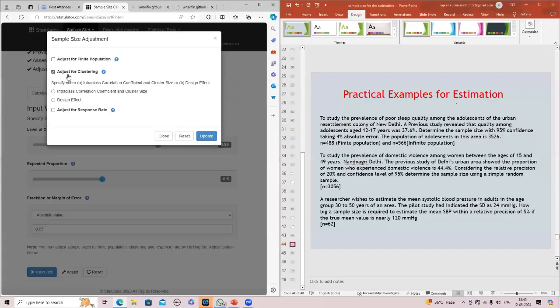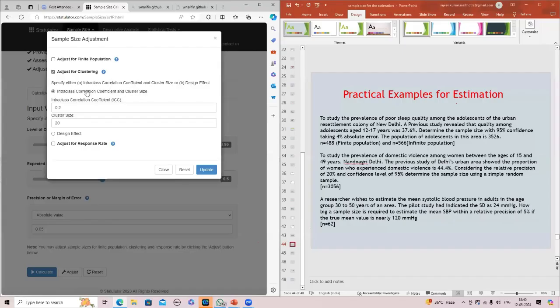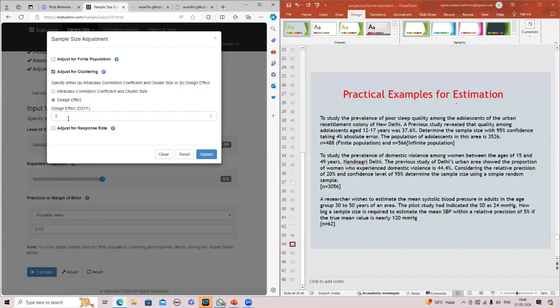If you click on this clustering, it will ask two things. Either you put the design effect directly, or you can put the intra-class correlation. If you have an intra-class correlation, then you put the intra-class correlation, and then the cluster size. Two pieces of information you have to give in the case of intra-class correlation. Or in case of design effect, you just give one value, either 1.5, 1.75, whatever design effect you want. You can write it here for the design effect.